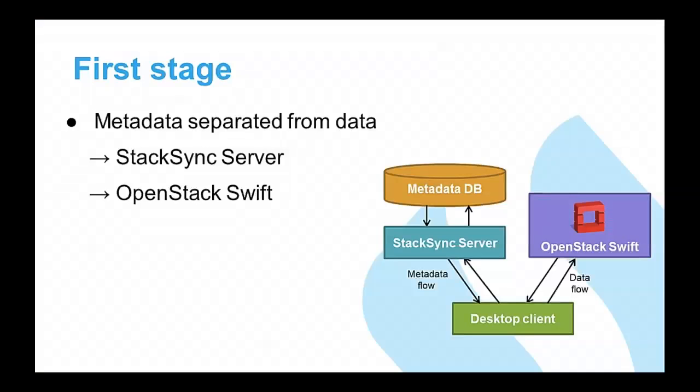I'll start by explaining the big picture of our architecture, but to make it clear, I will explain it in three different stages. In the first one, we created this architecture where, like Dropbox, we decouple data flow from metadata flow. As you can see here in the picture, there are the three main blocks of the architecture, which are the desktop client, the StackSync server, and OpenStack Swift. The desktop client communicates directly with OpenStack Swift in order to upload data, and directly with the StackSync server in order to upload metadata of the files.